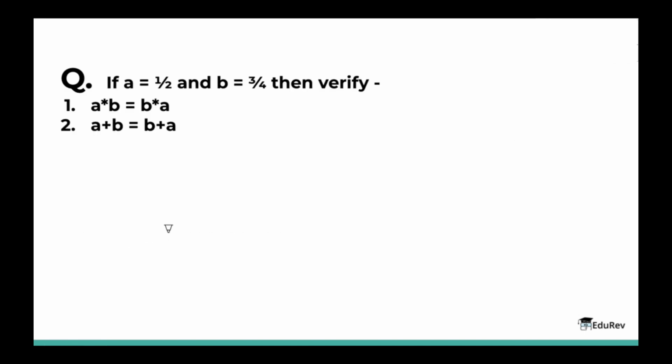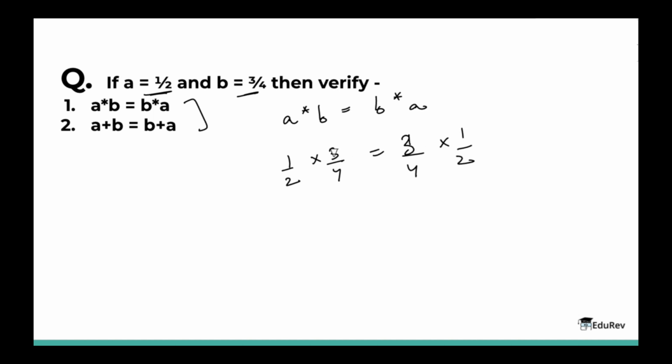So let's move further. Here we have a question to solve. The question says that if the value of A is given and the value of B is given, we need to verify these two things. That is, A multiplied by B is equal to B multiplied by A. So A is half and B is 3 by 4. Whereas B is 3 by 4 and A is half. So it's going to be 3 upon 4 twos are 8. Here it's going to be 3 upon 8. So clearly left hand side is equal to right hand side.